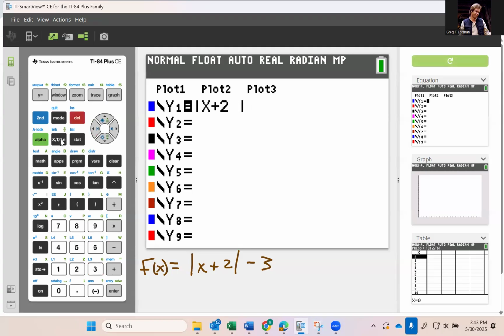So instead of just typing minus 3, I'm going to hit the right arrow, right there, and you can see it turn red or something.